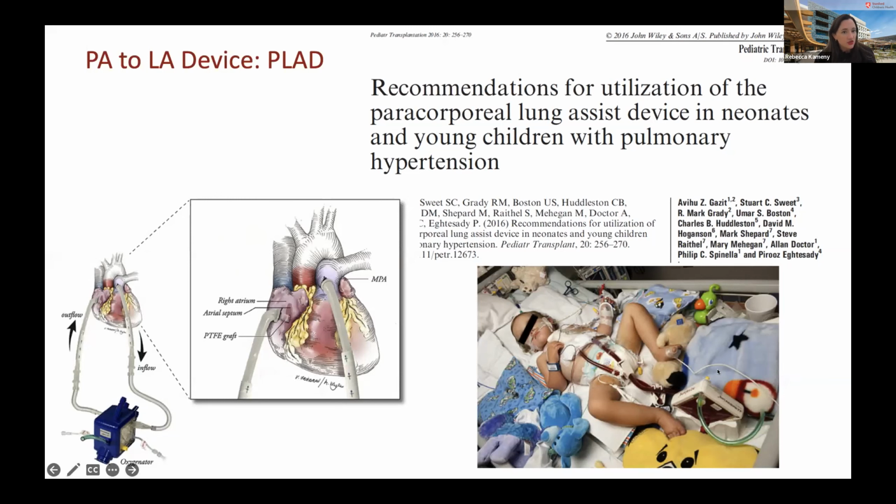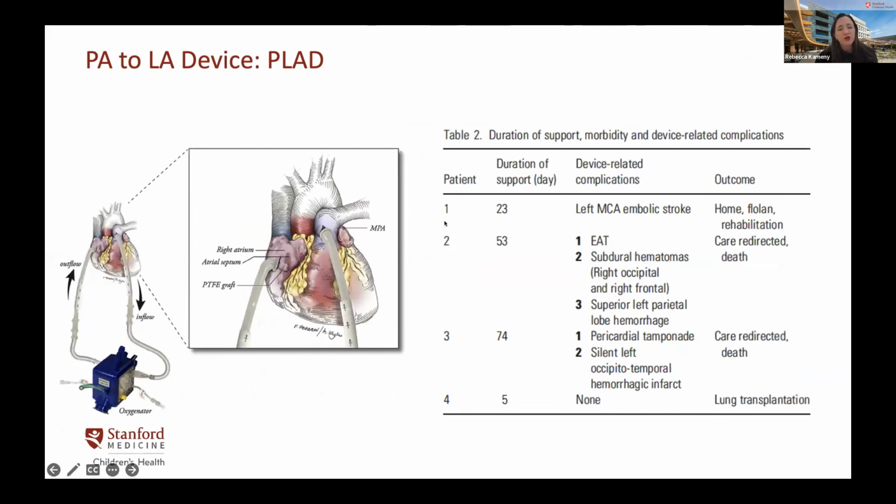It is pumpless, so it requires that your right ventricle is able to function. Unfortunately, in this small case series that they published, of the four patients, three of them had pretty significant neurologic sequelae due to either embolic or hemorrhagic strokes. I will note that in talking with Dr. Ecstati about this series, this was in the pre-bivalirudin era. So perhaps there are opportunities for better anticoagulation strategies now, but they did bridge one patient successfully.